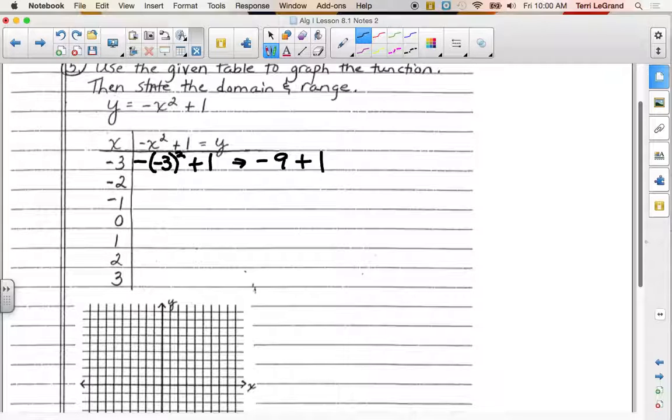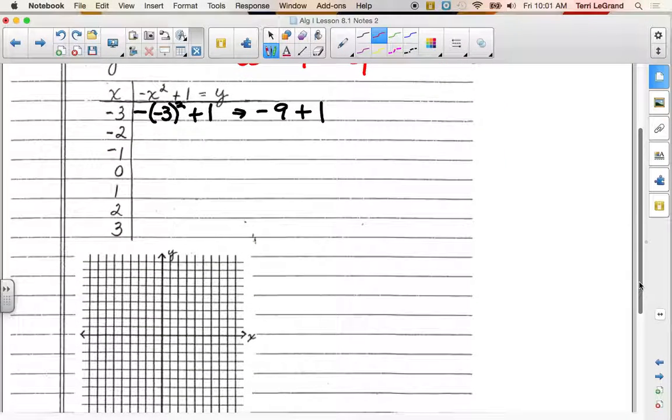Oh, by the way, what is the a value of this one? Let's do that. What's a? Negative 1. So it should open what way? Opens down, because why? Negative a value. So we're anticipating that this better be a parabola that's opening down when we're done with it. Okay, go ahead and complete that table also. Finish this. What is negative 9 plus 1, by the way? Help me. Okay, thanks.